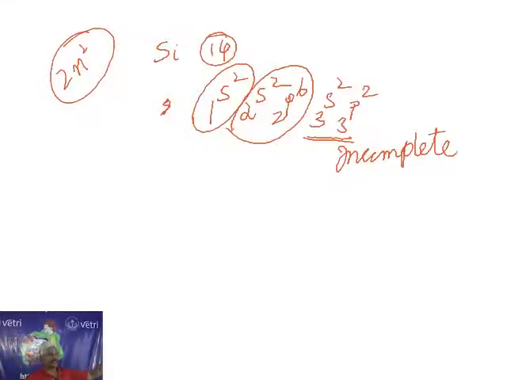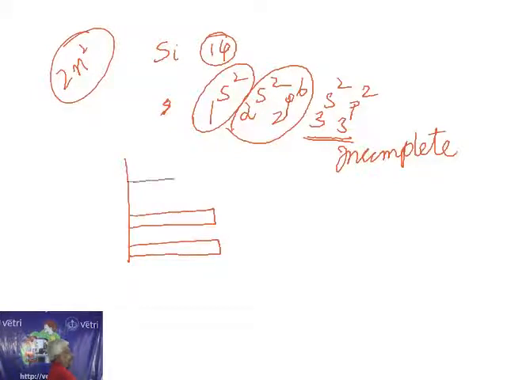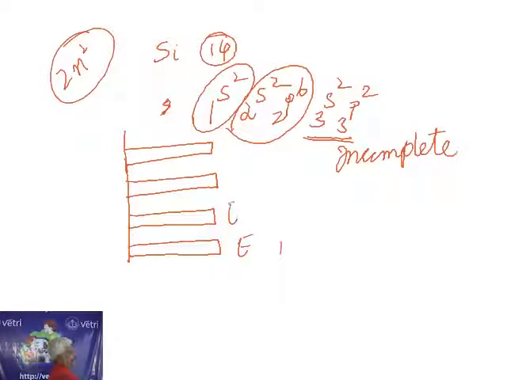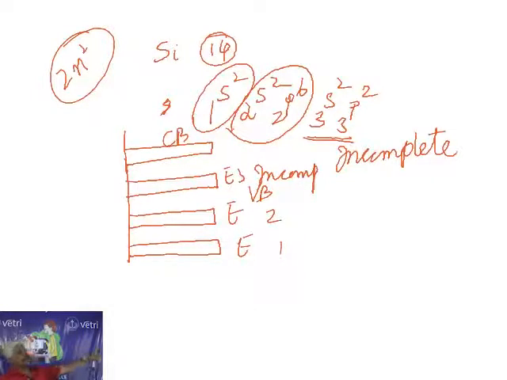As far as silicon is concerned, the first shell is completed, the second is also completed, and the third is called incomplete. The incomplete band is called the valence band. The next band to the valence band is called the conduction band. Suppose this is the first energy level, this is the second, this is the third and this is the fourth, for our example. The third energy level may be complete or incomplete sometimes. The incomplete band is called the valence band, and the next band to it is called the conduction band. These are examples I have given for your understanding, and these are all called energy bands in solids.